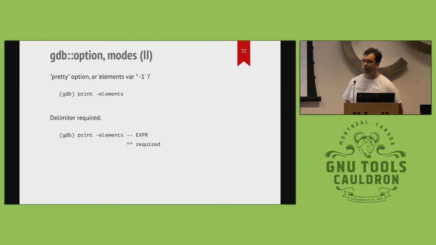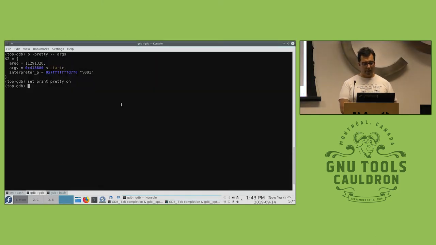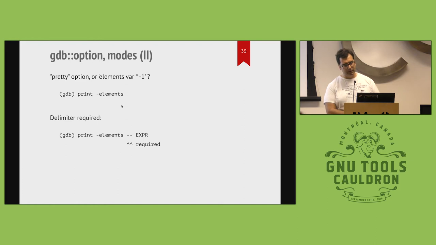And if something starts with a dash, I would say, what if just a single dash followed by a space, what if we still treat it as a minus and not as an unknown option? Yeah, you mean like print minus like this? Minus elements, yeah. Like this, it's still an expression, for backwards compatibility. Yeah, it still works. Still as an expression, yes. Great. Go ahead, Tom.